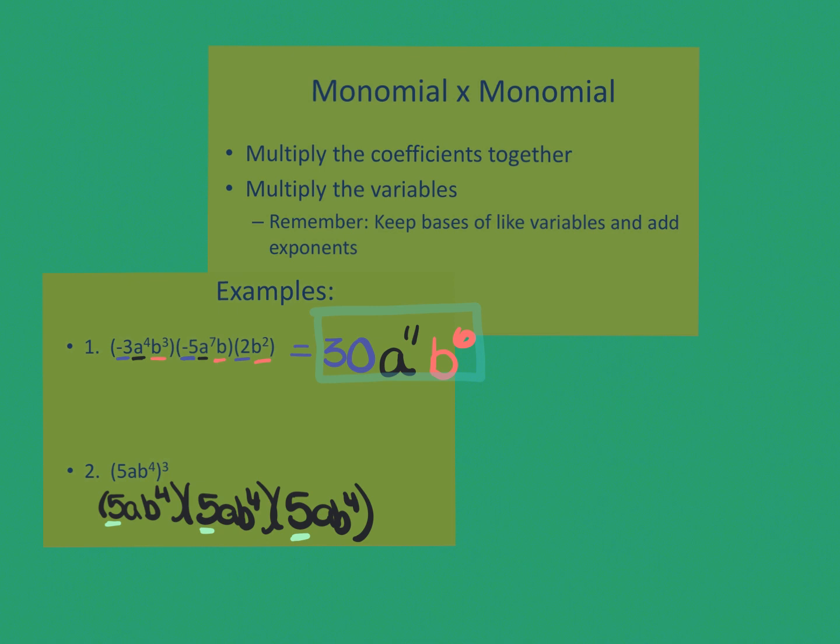5 times 5 is 25, and 25 times 5 is 125. A times a times a gets us a to the third. And then b to the fourth, b to the fourth, b to the fourth gets us b to the 12th. Another method for that one, you can absolutely use your exponent rules. You can apply the third power to the 5, to the a, and to the b to the fourth using your exponent rules.